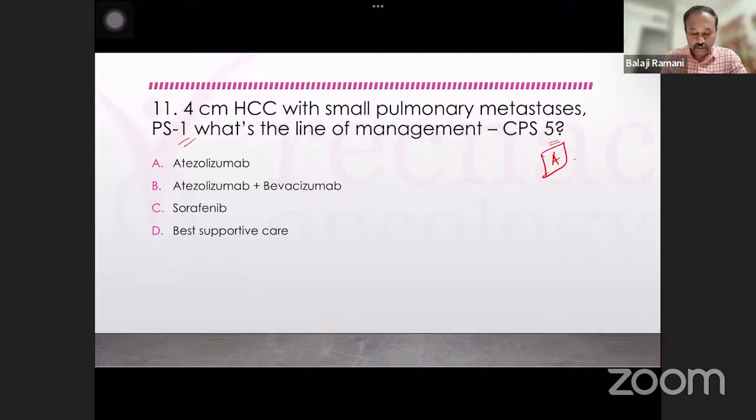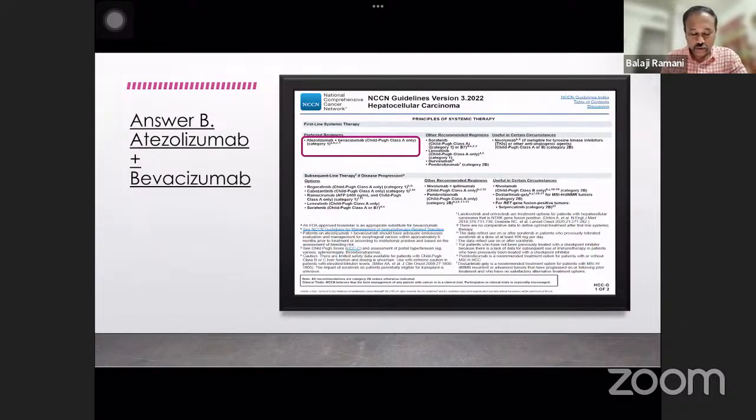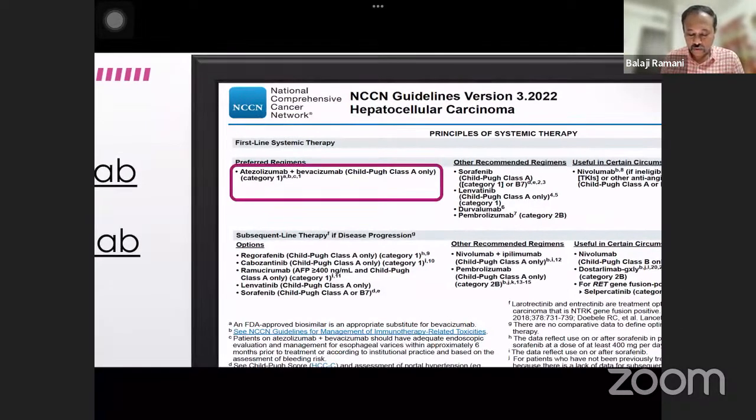So then whether you can use atezolizumab, bevacizumab, sorafenib. Previously, whenever you had metastatic disease, the answer was straight away sorafenib. Currently, though, the choice is a combination of atezolizumab and bevacizumab in patients who can withstand it. So only in Child-Pugh A, you can consider using atezolizumab plus bevacizumab as a category 1 recommendation.